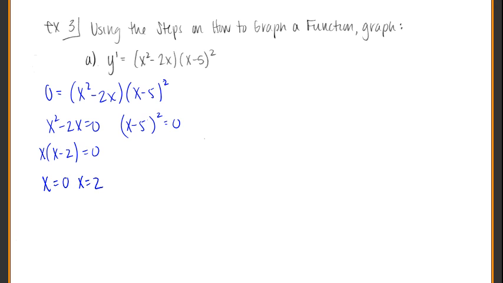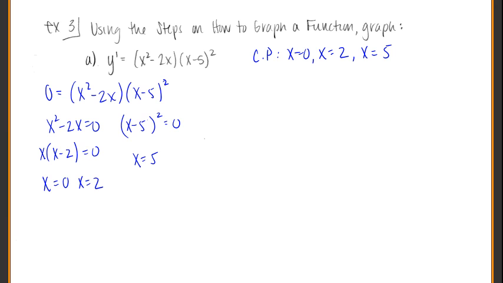So our critical points are x equals 0 and 2. And then also on the other side, obviously it's (x minus 5) times (x minus 5), and we're just going to get x equals 5. So we get 3 critical points for our graph.